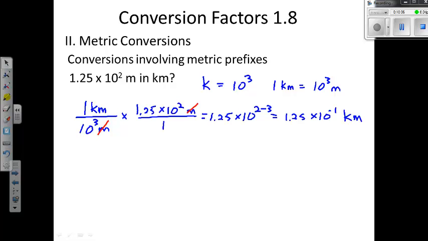And significant figures: this conversion factor, 1 kilometer equals 10 to the third meters, has exact numbers, so that doesn't really count as limiting significant figures, right? So that looks good, right? Conversion of meters to kilometers using equality as a conversion factor.